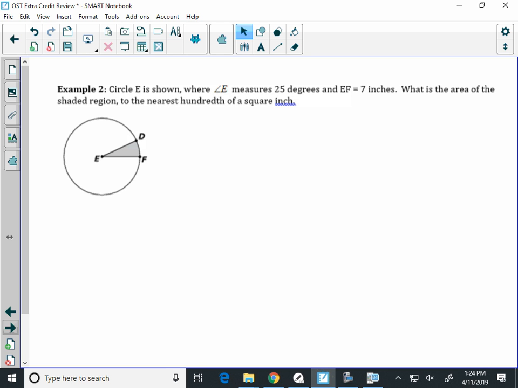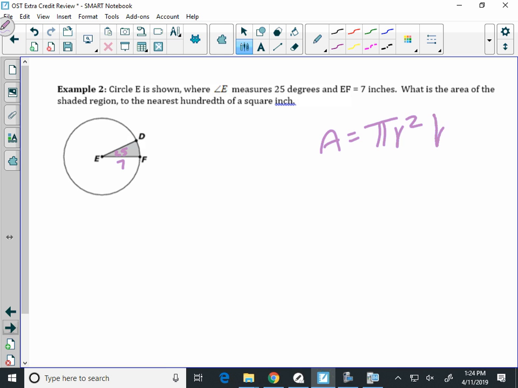We want to find the area of this shaded region. We know angle E is 25 degrees, and EF is 7 inches. We want to know the area of that shaded region. It's the same kind of concept. This area is just a fraction of the area of the entire circle. So we first need to find the area of the circle, which is pi r squared times the height.